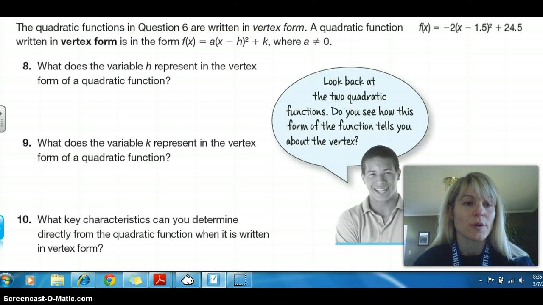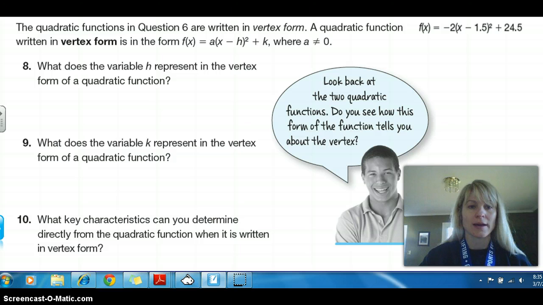Next, I want you to go down to the next page where you see this cute looking guy. The quadratic functions are written in vertex form is what it says here. Vertex form is going to be what we're looking at now. Vertex form is when the quadratic equation, and you know this is quadratic because it has the squared, the second power, looks like this.